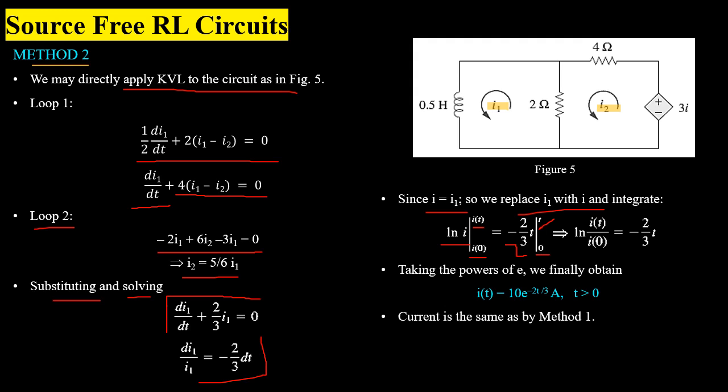And applying the rules of natural log, we will have natural log of I(t) divided by I(0) equal to -2/3 t. Now taking powers of exponential to both sides, we will have I(t) = 10 e^(-2t/3) amperes for time t greater than 0, which is the same current obtained by method 1.